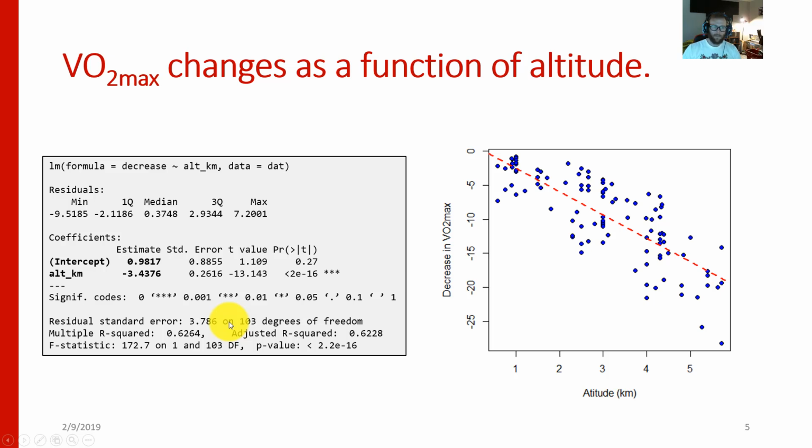And if you do this in R, this is the output that you get, right? So here's our formula showing the decrease as a function of altitude in kilometers. We get an estimate for the intercept, its standard error, and then a t-value and a p-value for a statistical test. We get an estimate of the altitude, its estimate, standard error, and a t-value and a p-value for a statistical test. Then we get the r-squared statistic and the F statistic testing the model as a whole.